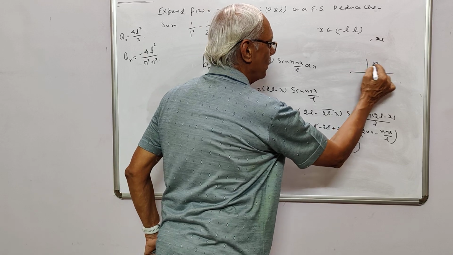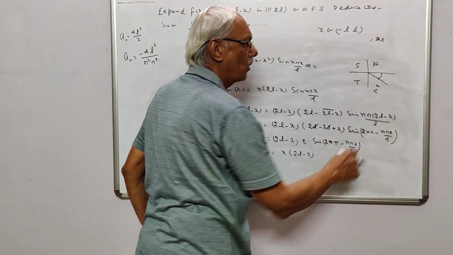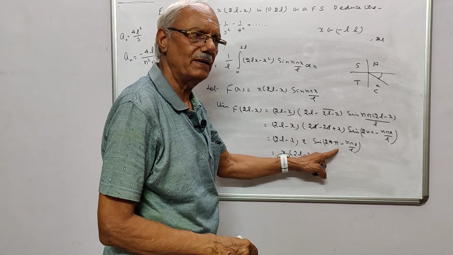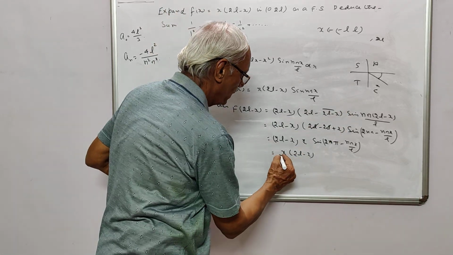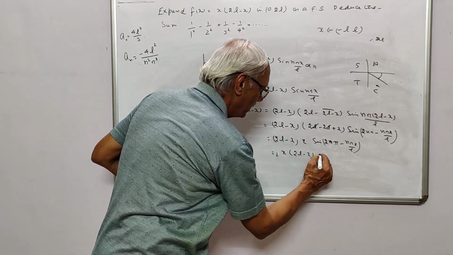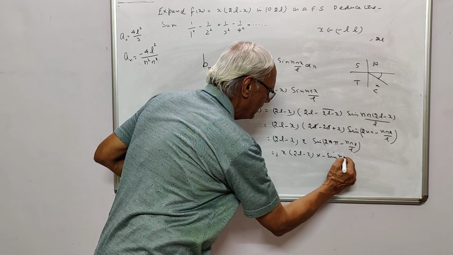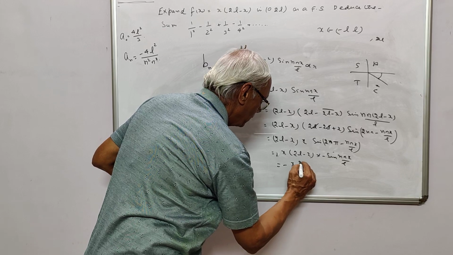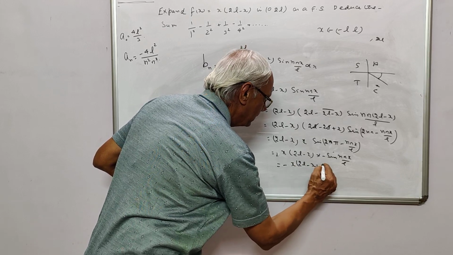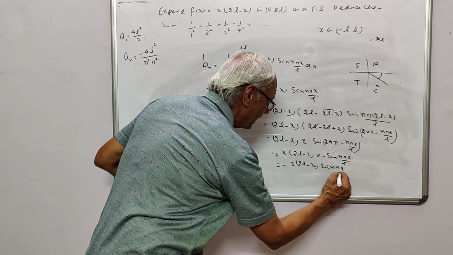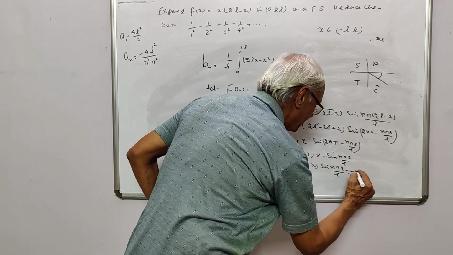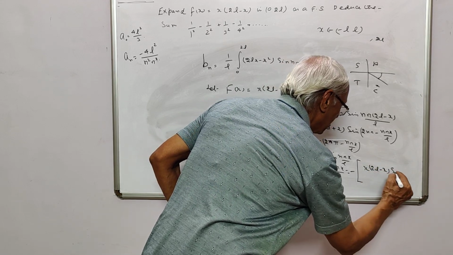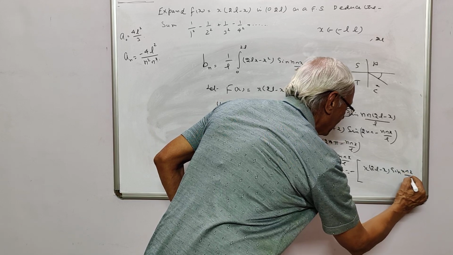In the fourth quadrant, it is all 'add sugar to tea cups', so here cos is only positive. So you see that sine will remain as sine, but it will be minus theta. So this will be into minus sine n pi x by l. So this is equal to minus x into 2l minus x into sine n pi x by l.